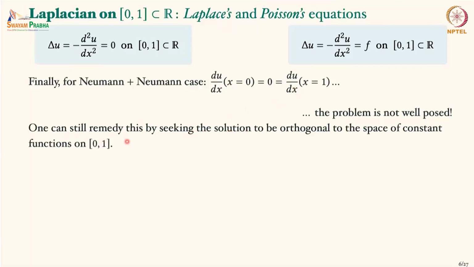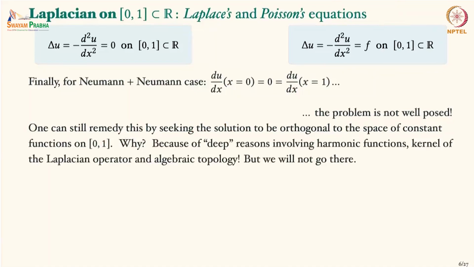One remedy for this is to seek the solution to be orthogonal to the space of constant functions. Now I'm probably losing a few of you, but stay on, please. These are statements for completeness. You can solve this problem and make it well posed by doing this fix, because of some deep reasons, which we will not, of course, get into. This is a more elementary level course.